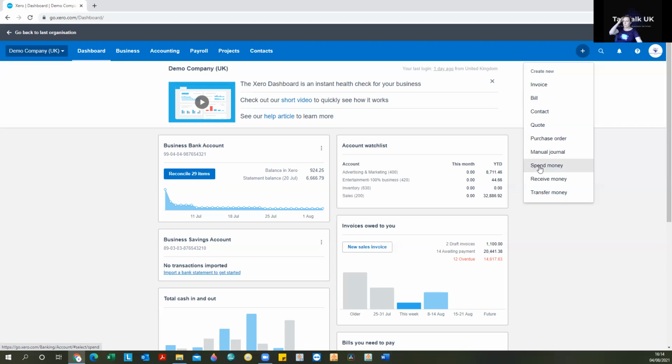matching. Looking down then again to spend money, receive money and transfer money. These are all ways of putting transactions onto the bank account manually. So if you don't have an automatic bank feed, then of course you will need to enter all of your transactions manually. If you have an automatic bank feed and you've already entered the spend money, the receive money, or the transfer of money onto the software, then again, once this comes through the bank feed, you must match it to the transaction you've already entered, not create another one.